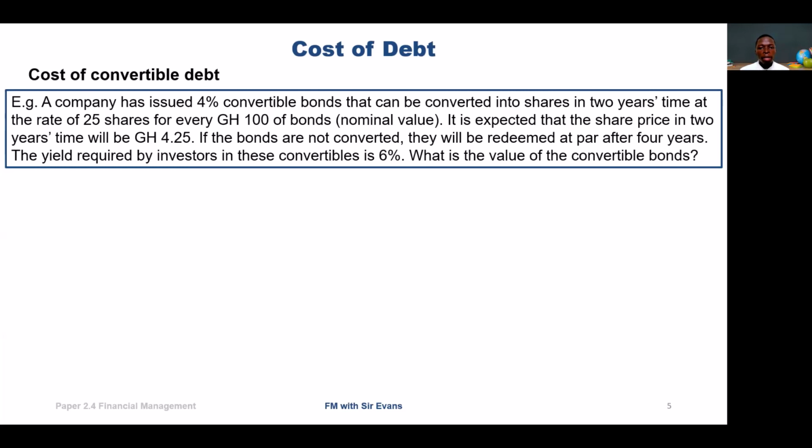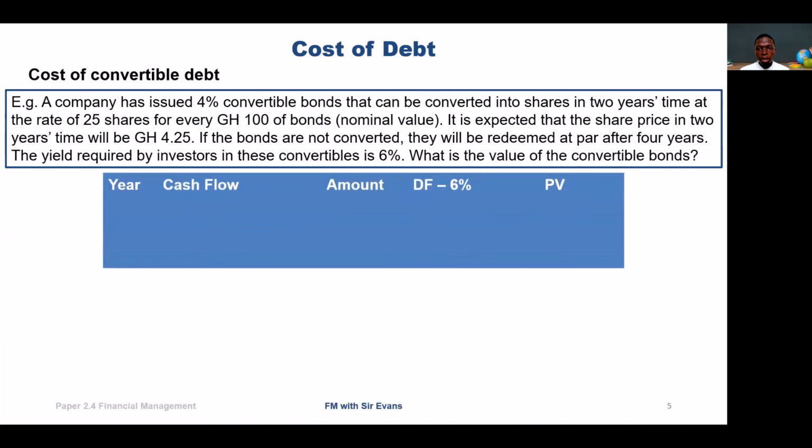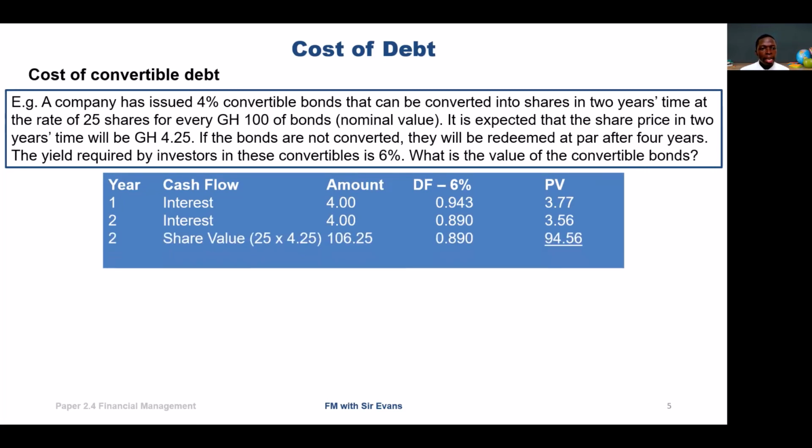So in this position, we'll first look at the various interests we are going to earn. It's a 4% convertible bond, so interest of 4 being discounted at the 6%. And then at the second year, when we are going to convert it, we have the share value to be 25 times 4.25. So that will then give us a market value of 101.89. So that will be for the position if we are going to convert.